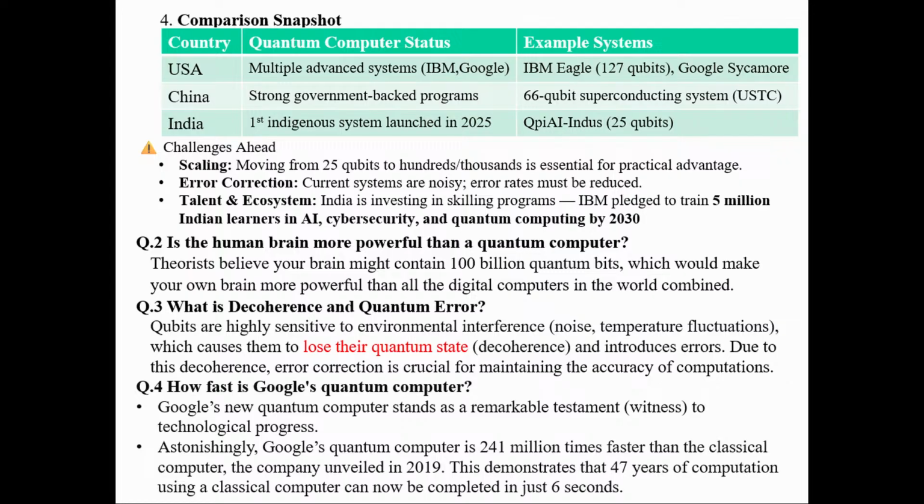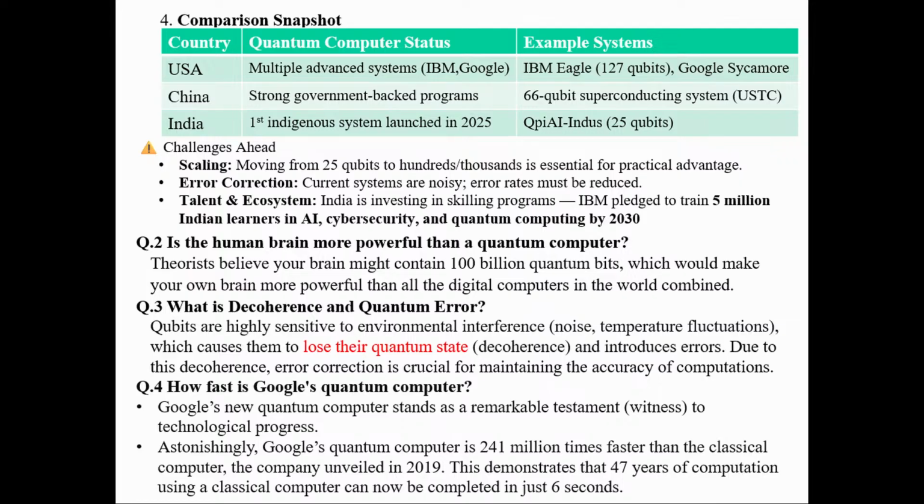That we have to rectify. So how fast is Google's quantum computer? You see, it is 241 million times that of the classical computer. In layman's language, if a classical computer needs 47 years of computation, this quantum computer can do the same work in 6 seconds.